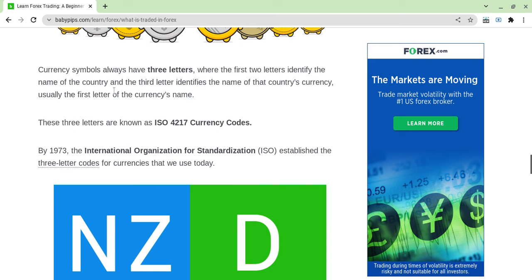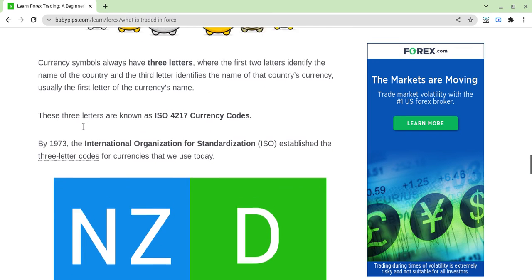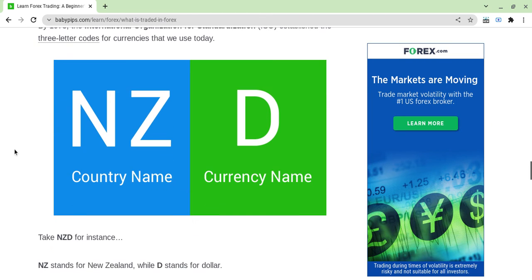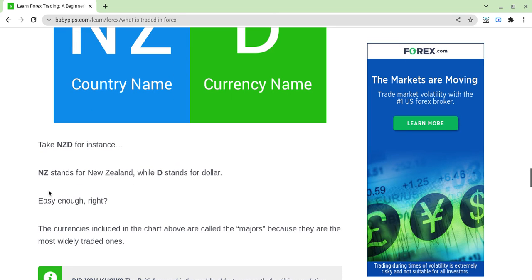Anyway, the currency symbols always have 3 letters, where the first 2 letters identify the name of the country, and the third letter identifies the name of the country's currency, usually the first letter in the currency's name. These 3 letters are known as the ISO 4217 currency code. By 1973, the International Organization for Standardization, ISO, had established 3-letter codes for the currencies used today. For instance, NZD: think about the first 2 letters, NZ. They're talking about New Zealand, and D is their dollar.